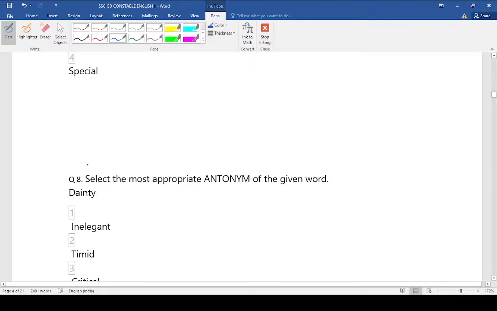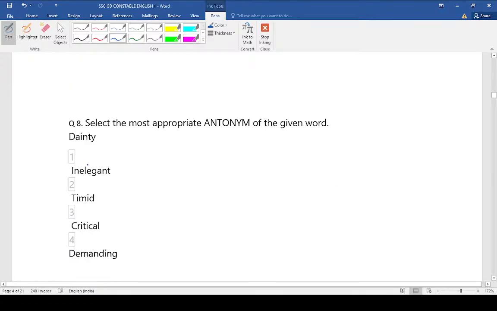Select the most appropriate antonym of the given word. Antonym is nothing but opposite word. So here dainty. What is the meaning of dainty? It is nothing but something delicately small, pretty. So dainty is nothing but, here we can take pretty and elegant and refined appearance. Okay, these are the synonyms we can take for dainty. But inelegant, elegant, earlier I said as a synonym. So opposite to that, inelegant, we can take it directly.